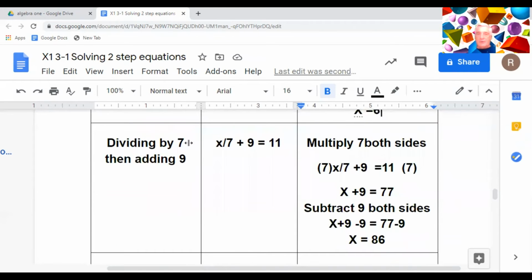Here's an example. What are we doing to x? We're dividing it by 7, adding 9. If you can tell me that, you can tell me how to undo it. Multiply by 7. You know the opposite of that. It's divide by 7, but we're not going to do it first. We're going to do it second. What's the opposite of add 9?